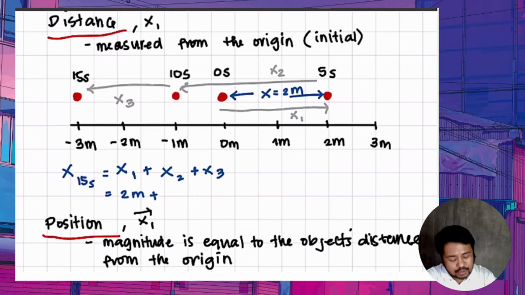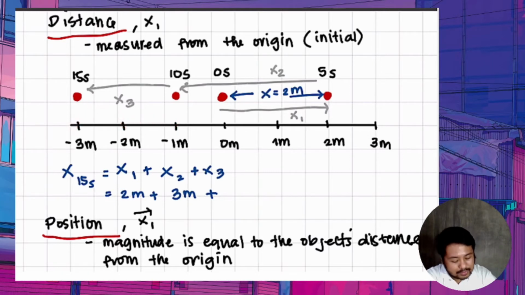So, x2 is actually equal to 3 meters. So, plus 3 meters. Plus, kay x3. So, galing kay 10 seconds, papunta kay 15 seconds. So, that is just -1, -2, -3. So, that's just 2 meters all in all. So, this is 1 meter and another meter.